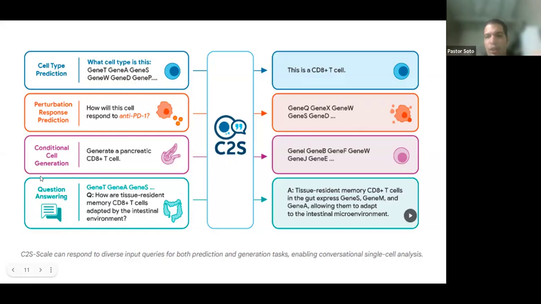And also just natural language, where you ask, okay, how are tissue-resident memory CD8 T cells adapted by the intestinal environment, and it is able to provide answers. So this is one of the core functionalities of the model that they developed and what they wanted to accomplish.